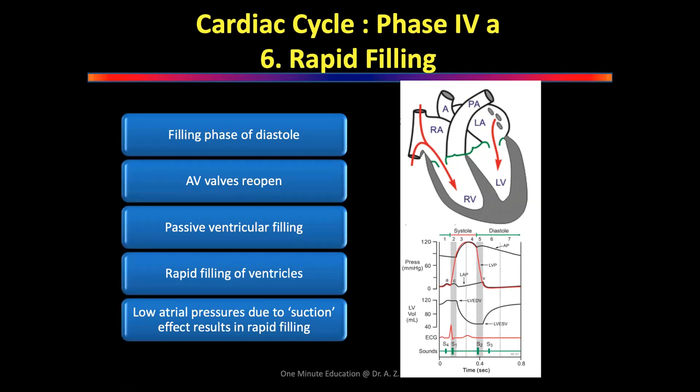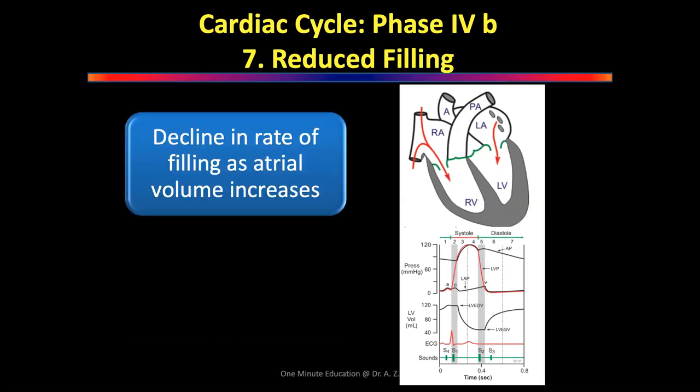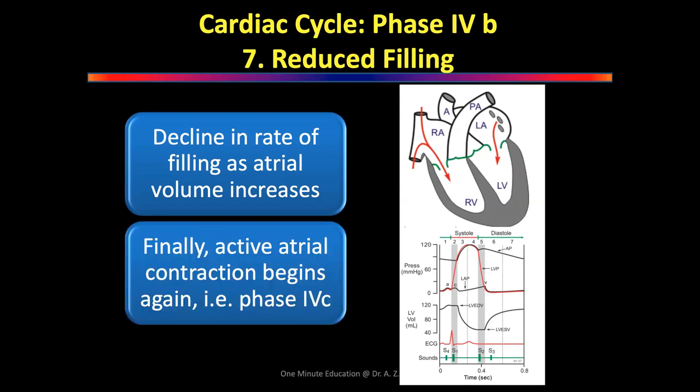As soon as you do that, you enter into phase seven. Phase seven is reduced filling, where there's equilibrium of the pressure between the left atrium and the left ventricle, as the rate of flow of volume across the mitral valve decreases till you reach 80%. And this is the end of phase seven. Then you're ready for phase one, which is the atrial contraction against an open mitral valve. Does this make sense?